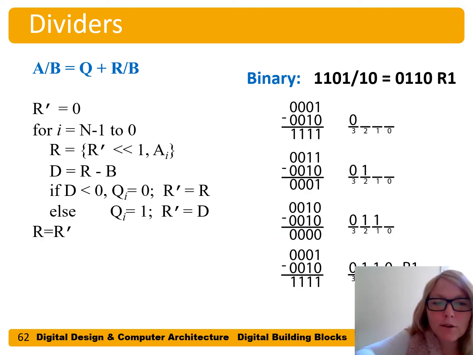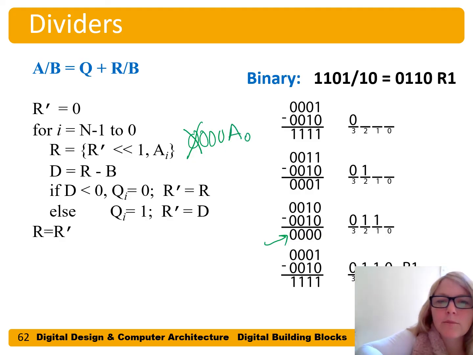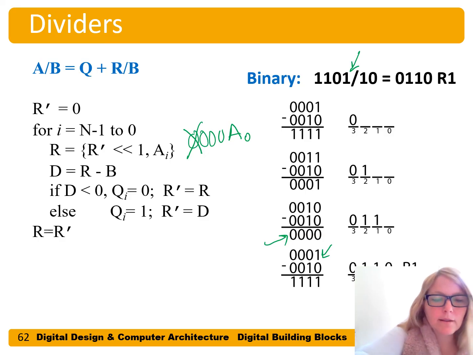Okay, and now we go to our last iteration. R prime was 0, 0, 0, 0, that difference. We shift it left by 1, lose that bit, and we shift in the last bit of A, which is A sub 0. In this case, it's a 1, and we get 0, 0, 0, 1.